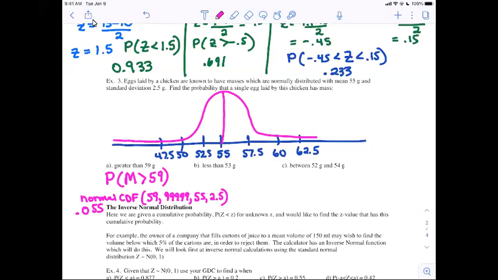Now I want you to stop and think about this. I want you to conceptually understand what's happening here. Do you see 59 is about here on the normal distribution curve? It's saying that there's a 5.5% chance that a single egg laid by this chicken has a mass of greater than 59 grams. And that should make sense, right? Because that's a teeny tiny area. All right, go ahead and try B and C. Write the probability statement and then compute it.